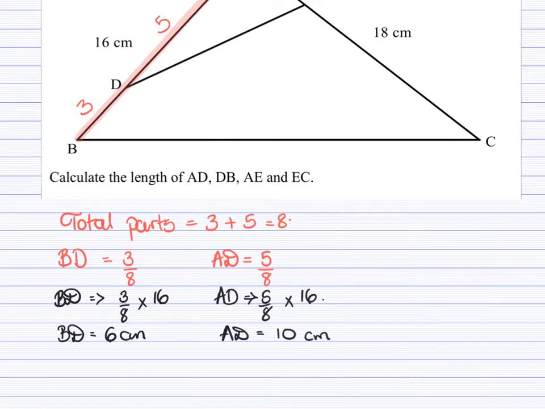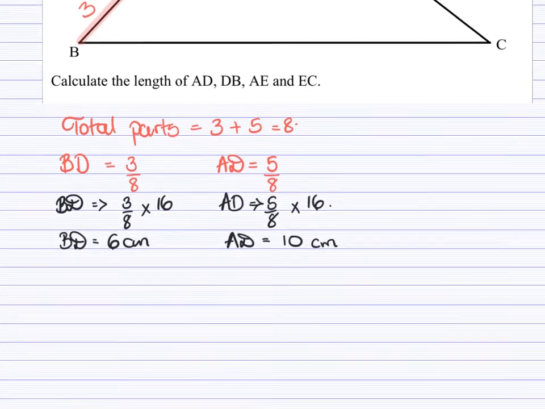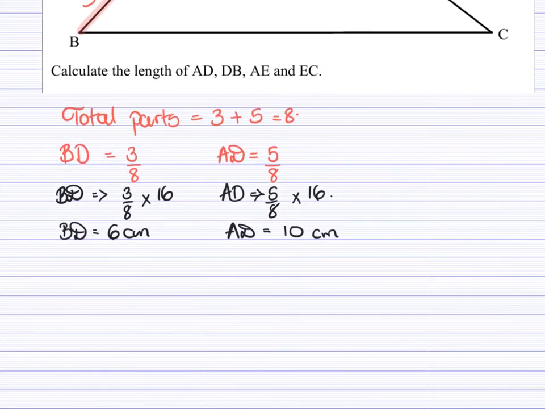Now you need to make sure that if you add these two together, 10 plus 6, it's equal to what you had originally, which was 16 centimeters. In this case it is, so you have not made an error. To work out the other sides, the AE and the EC, I will use a different method, okay, so that you're able to choose which method you prefer.